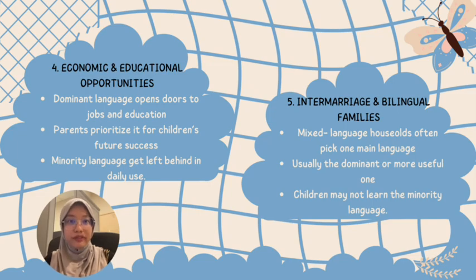Moving on, the fifth factor that contributes to language shift is intermarriage and bilingual families. In families where parents speak different languages, they often pick one main language for communication, usually the more dominant or useful one.